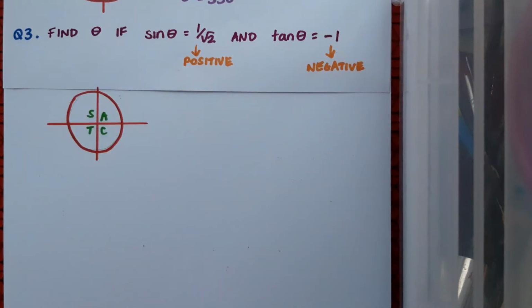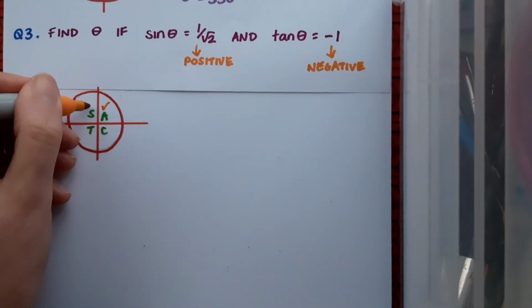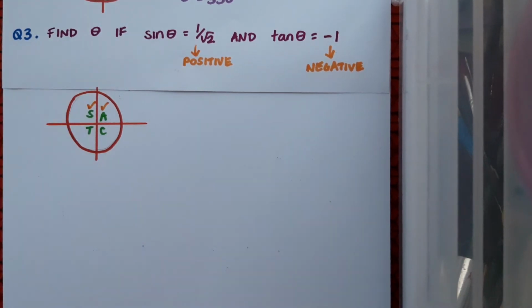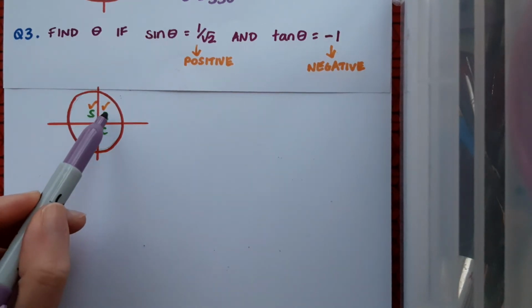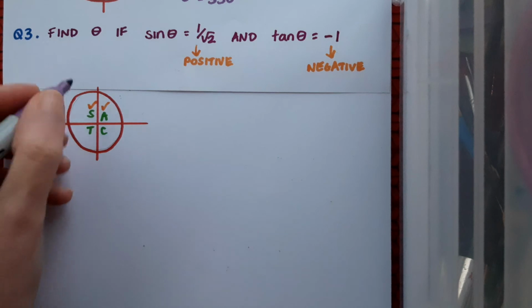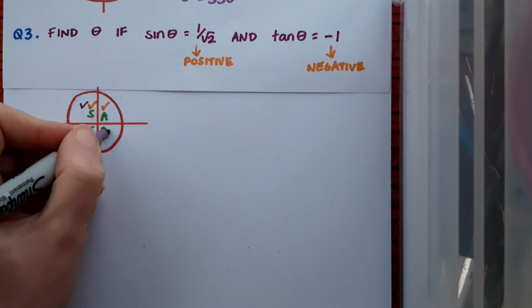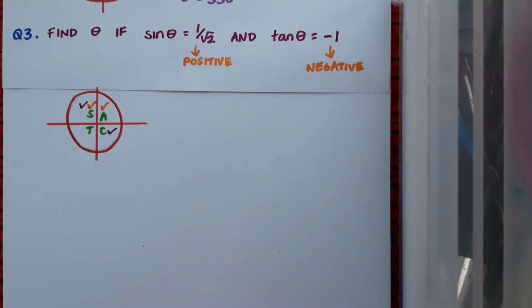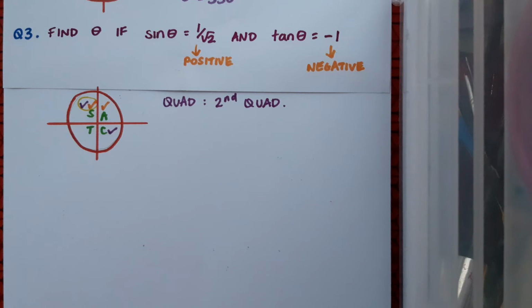First of all, where is sine positive? Sine is positive in the first quadrant and it's positive in the second quadrant as well. And now I'll find where tan is negative. Tan is positive in the first and third, so it must be negative in the second and fourth. So I've got a double tick in the second quadrant, so the second quadrant is the one to look at. Now that I've determined my quadrant, I want to look at my reference angle. Again, I can take either of my ratios to work this out. It doesn't matter because they should both give me the same answer.